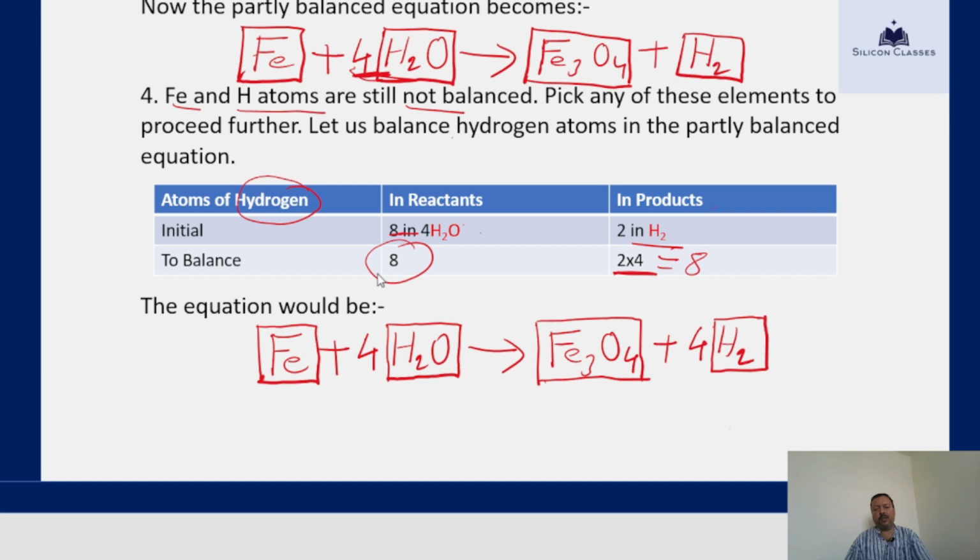So in the partially balanced equation, we should multiply hydrogen by 4 on the product side. It is now showing here.